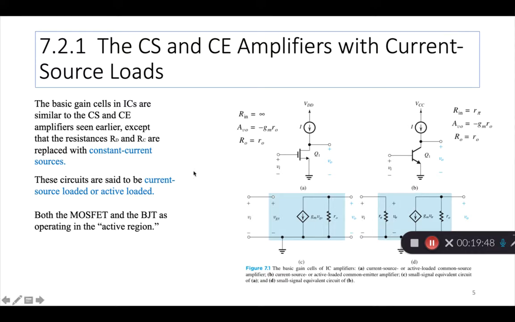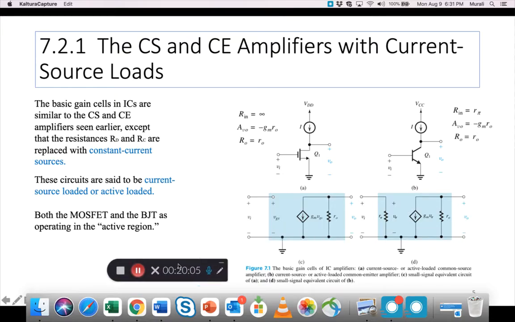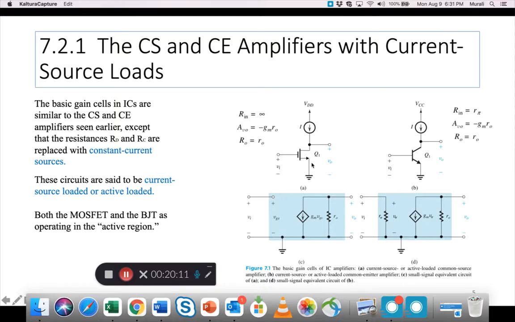Okay, so I hope there's no confusion by now. Active meaning the linear range where most amplification is expected, right? So that is the basic introduction to your current source load gain cell. Okay, so this is figure 7.1. You can see the schematic.